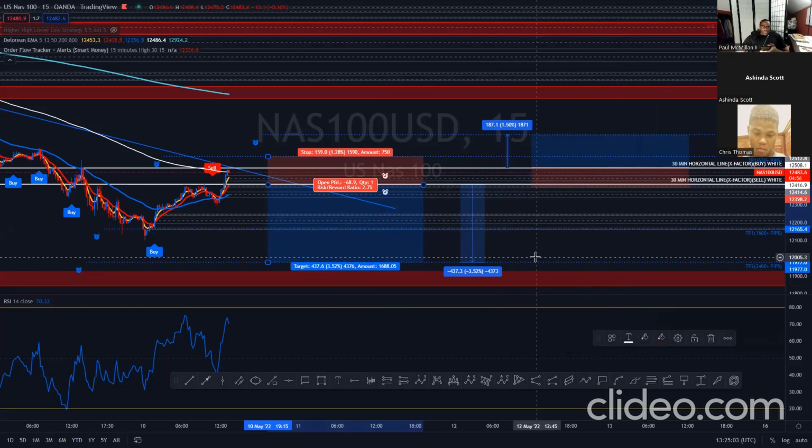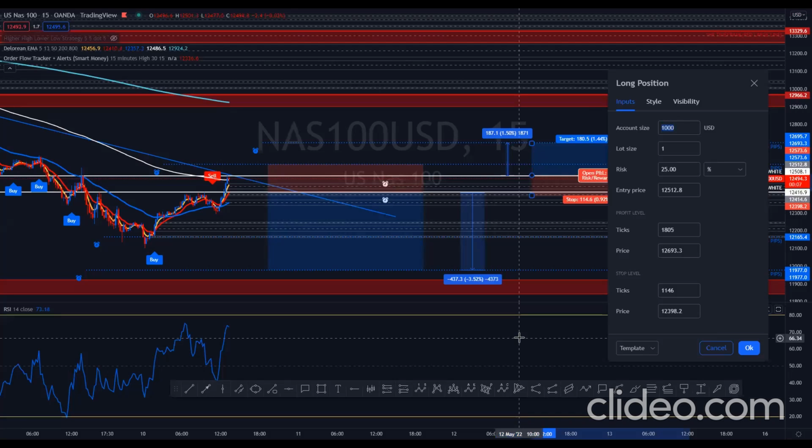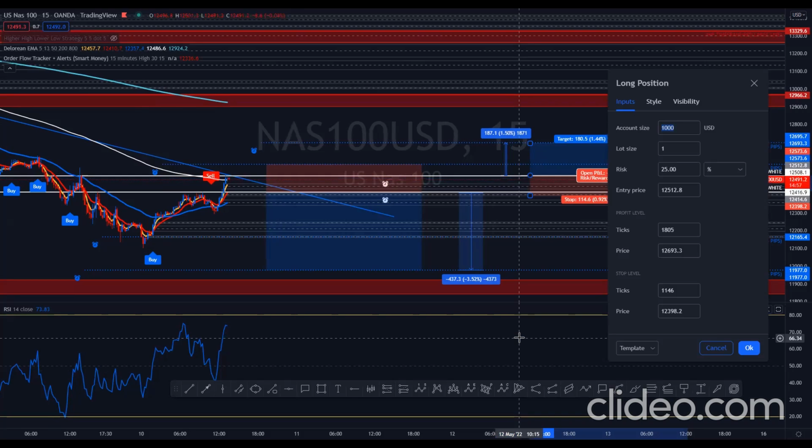So we got about 4 minutes left. We'll see what's popping. So we got 5, 4, 3, 2, 1. 9:30 bell. See where it's going. Watching this price closely.